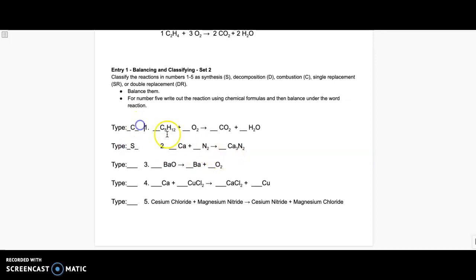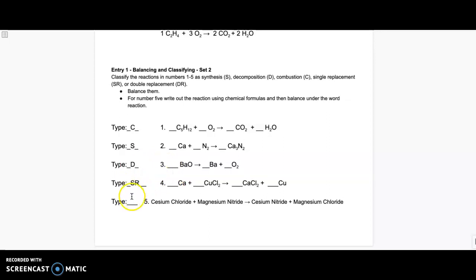I'm just going to space it out so it's easier to see. 3, I get one reactant, so that's decomposition. 4, I get an element and a compound on both sides, that's single replacement. And 5 will be double replacement once I write it out, which is going to be kind of a pain in the butt, but we'll get there.